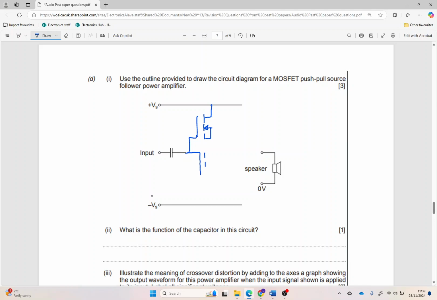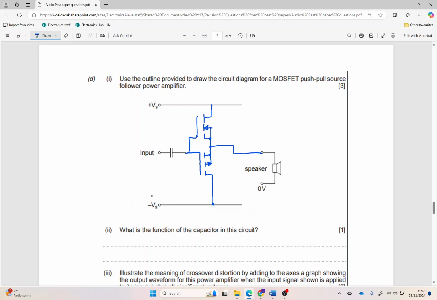We're going to draw our P-channel MOSFET in a similar fashion, but this time the arrow comes down. Okay, and then we just need to connect the two MOSFETs together. Where does the speaker connect to? Well, it connects to the middle of the two MOSFETs, like so. We've already talked about what the job of the capacitor is, so I'm not going to write that down.